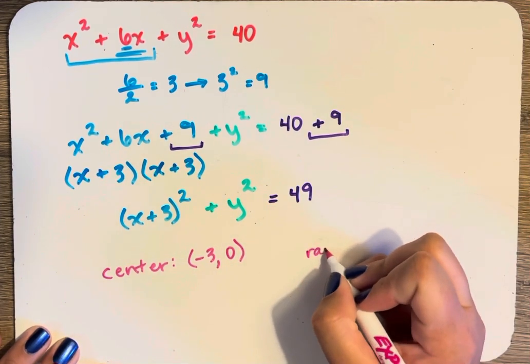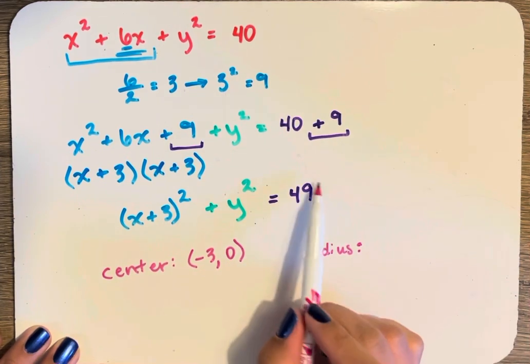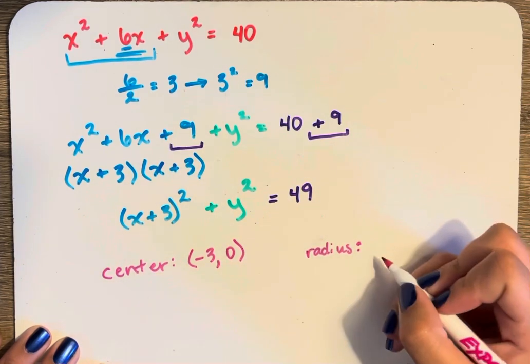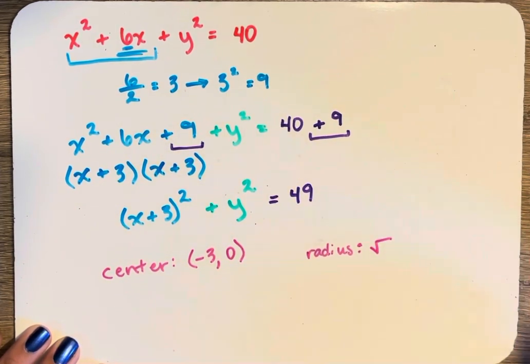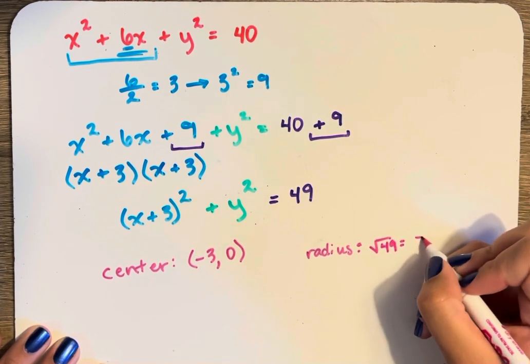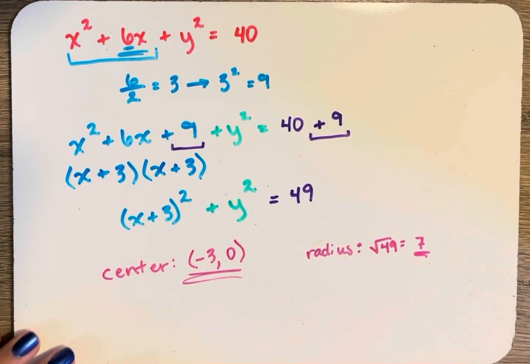And then the radius comes from the right side of my equation here, 49. Remember, the radius is the square root of what's on the right side of the equation. So it's the square root of 49, which is equal to 7. So my center is -3, 0. My radius is 7.